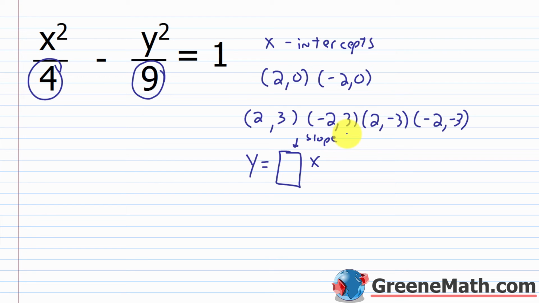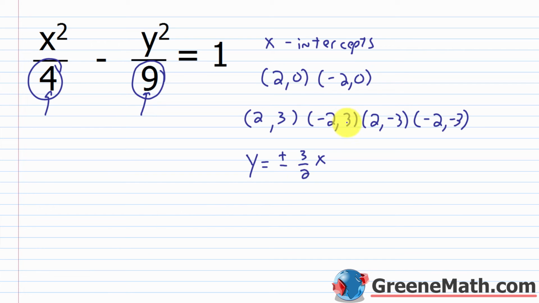Again, what is slope? It's rise over run. Well, where do I get the rise from? Again, rise is vertical. We're thinking about the y variable. Take the principal square root of 9. That's 3. Then for the run, take the principal square root of 4. That's 2. So you would have y equals plus or minus 3/2 x. Okay? That would be your two equations for the asymptotes.